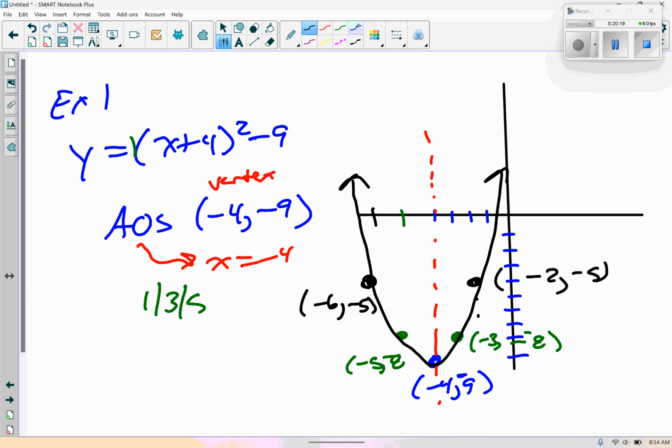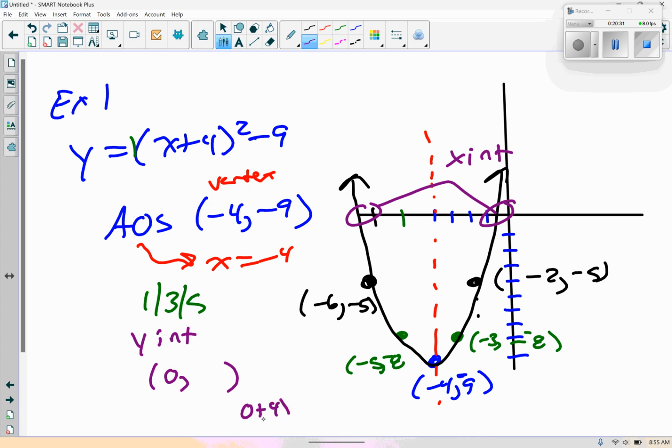Okay, x-intercepts, they do exist. They're here and here. And to get the y-intercept, I'm going to plug the 0 in to my above equation. So I'm going to get (0 plus 4) quantity squared minus 9. So that's going to be 16 minus 9, which is 7, which is up here, (0, 7).